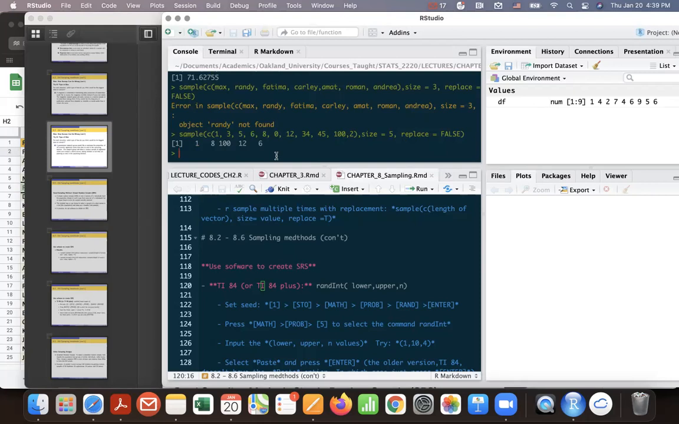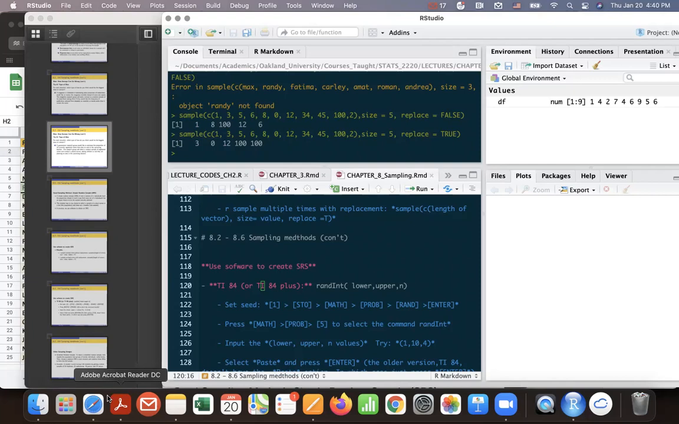All right. So if you hit the up arrow key, it'll return the same command, and then I want to change false to true. That means with replacement. See, look, number 100 is allowed to repeat. So in 5 draws, he actually got 2. He got picked twice, right? Okay, but a calculator is more important. I'm going to show you how to do a calculator.